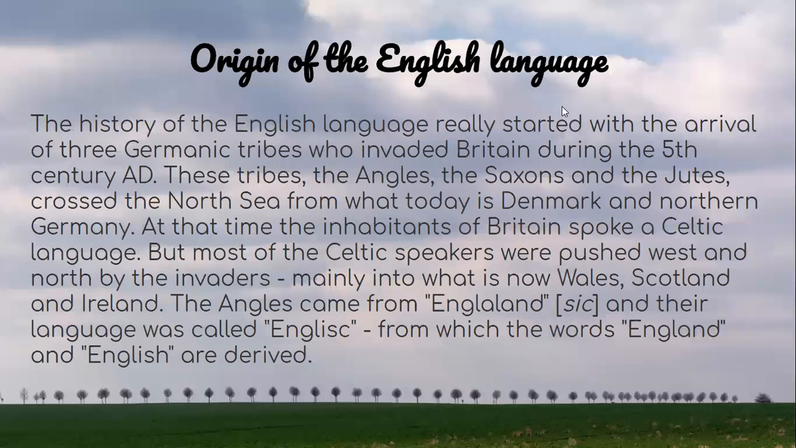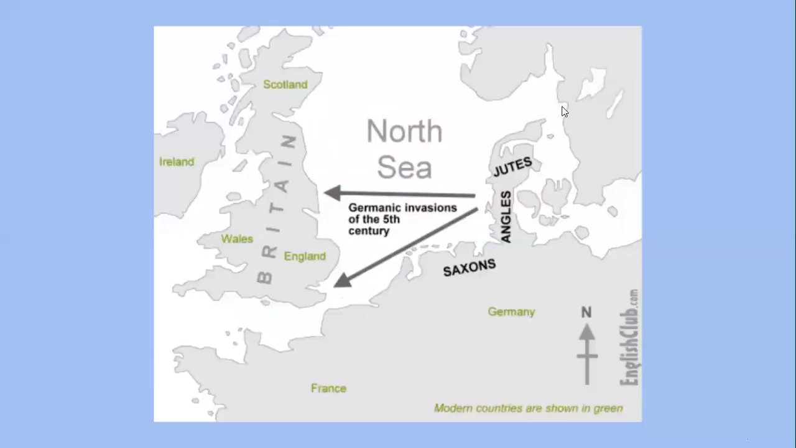We begin with the origin of the language, and this started when some Germanic tribes invaded England in the 5th century AD. So we're talking about long ago. These tribes lived around what we have here, Denmark, and they were called the Jutes, the Angles and the Saxons. They were called Germanic because they lived in the area called Germania, so they share some similarities in language.